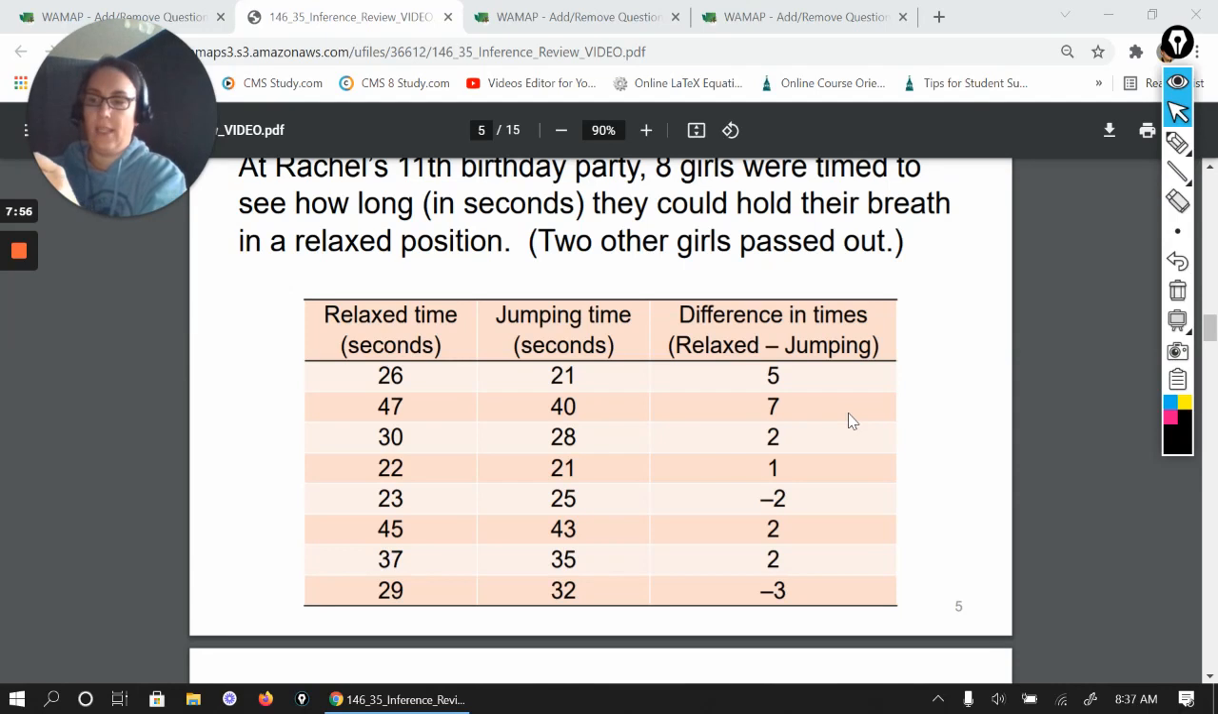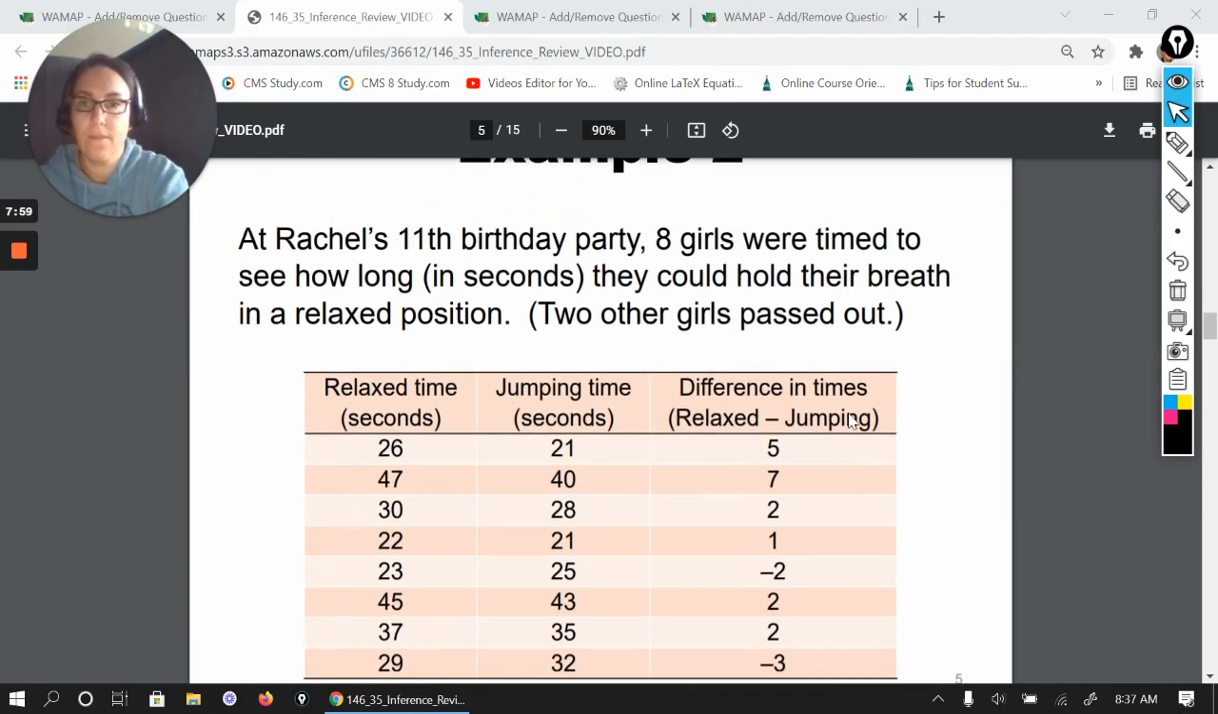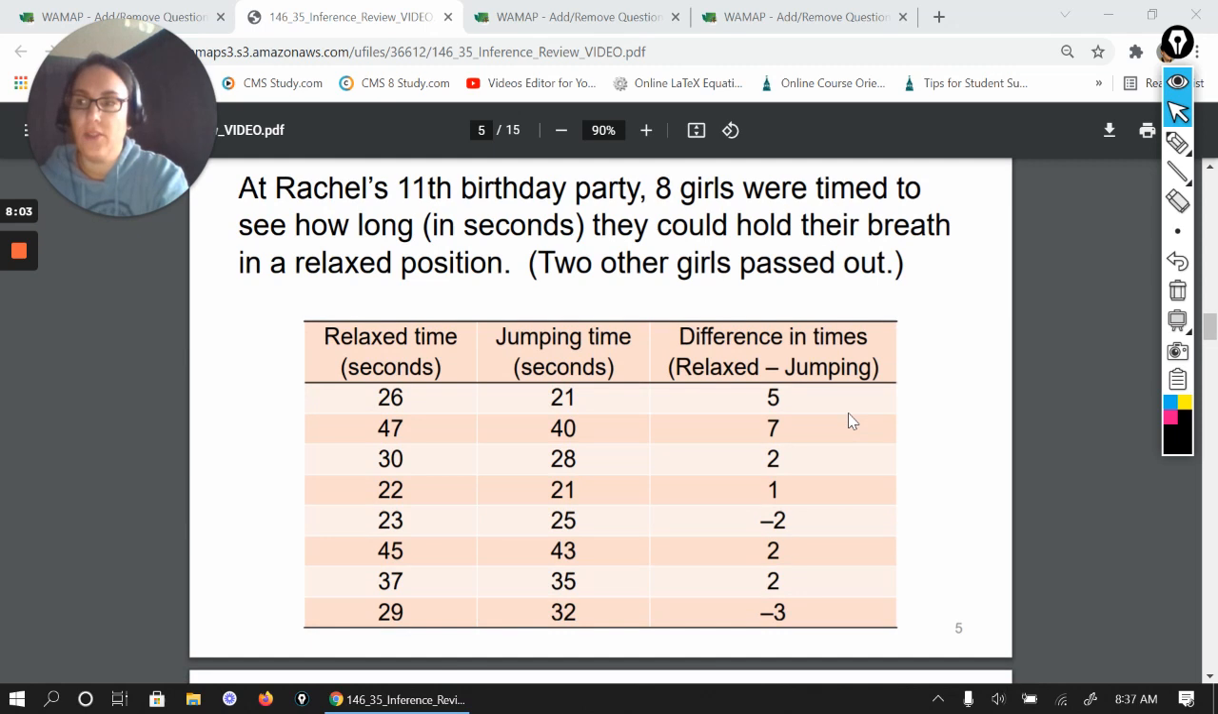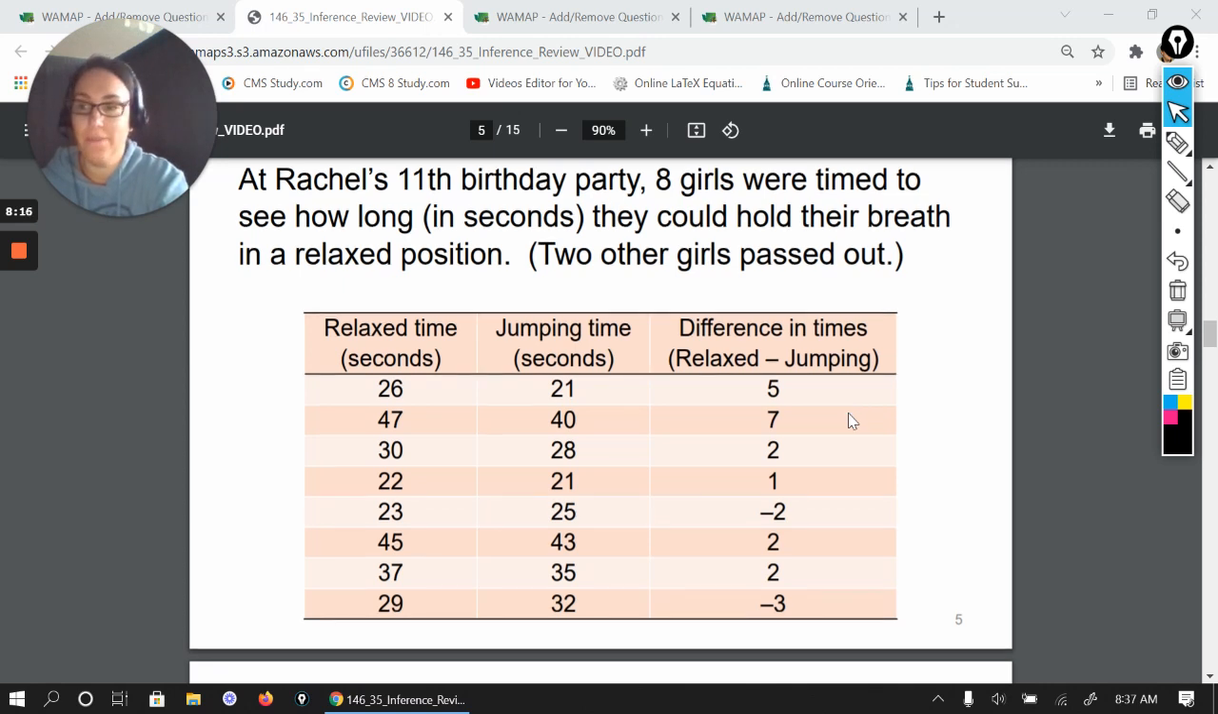Now let's take a look at example 2. It says, at Rachel's 11th birthday party, 8 girls were timed to see how long in seconds they could hold their breath in a relaxed position. And 2 other girls passed out. That's not good.